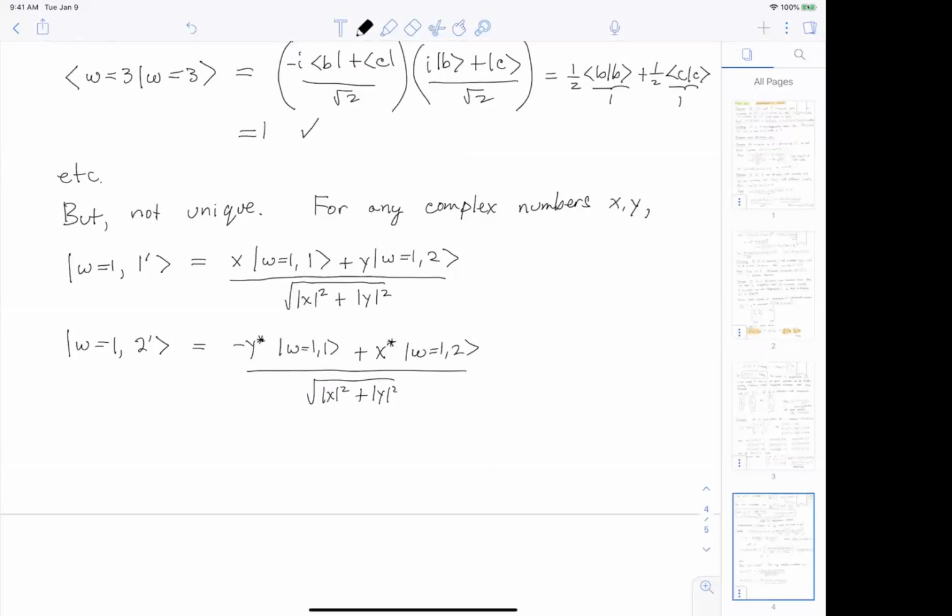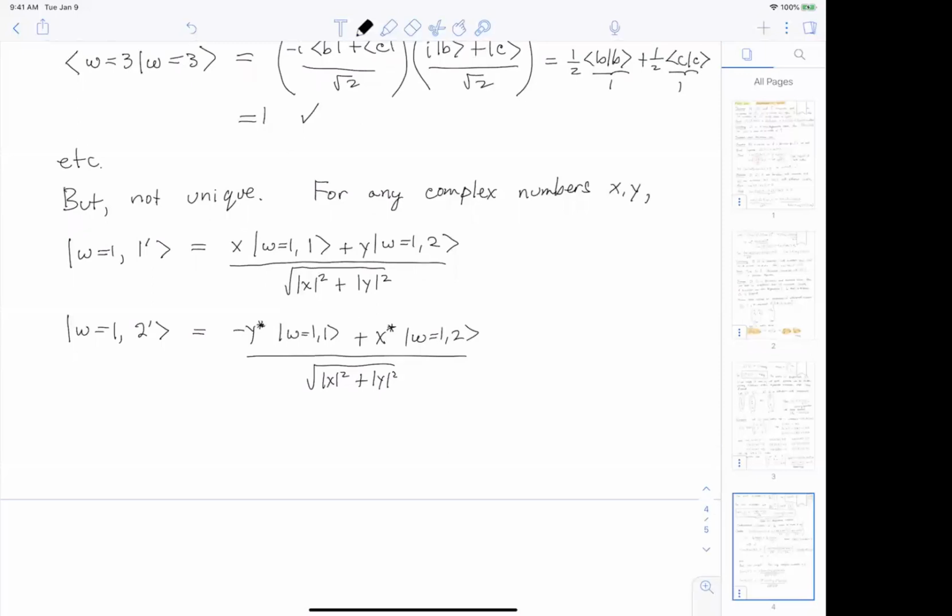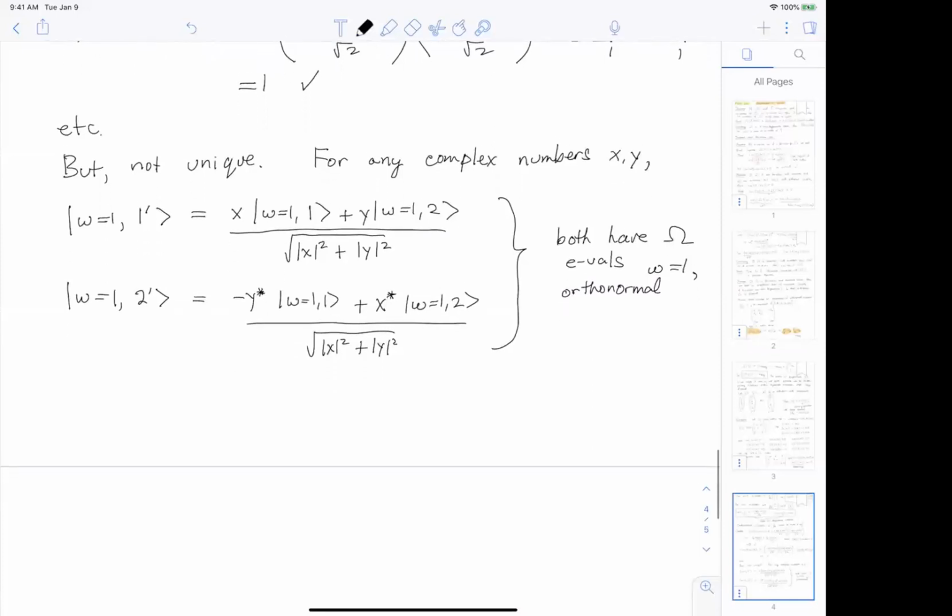Okay, so what I've done is I've chosen these coefficients, x and y, and this crazy square root, because I know that this is going to make them orthonormal. So you can check that they both have omega eigenvalues, omega equals 1. That's basically because everything in this subspace has eigenvalue 1 for omega. They're also orthonormal. You can check that by taking every pair matrix of inner products.